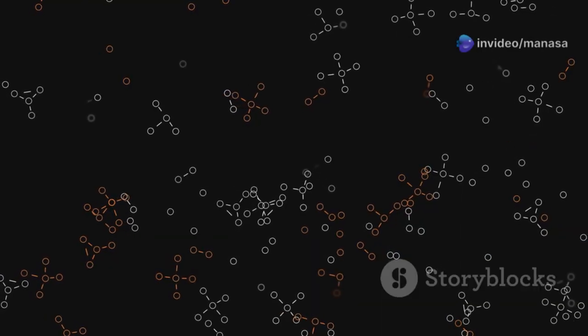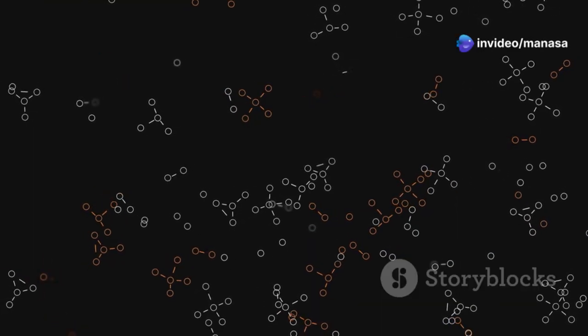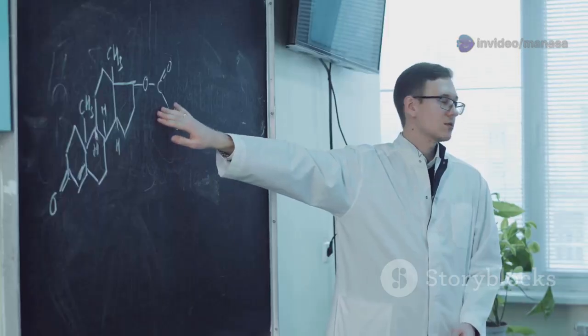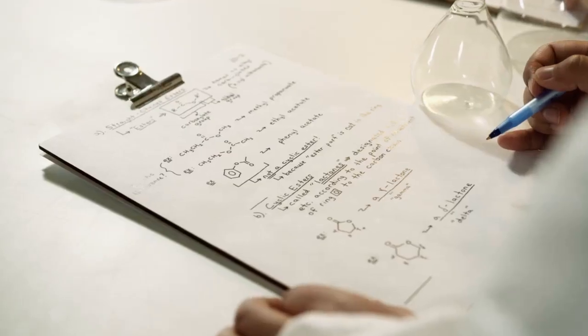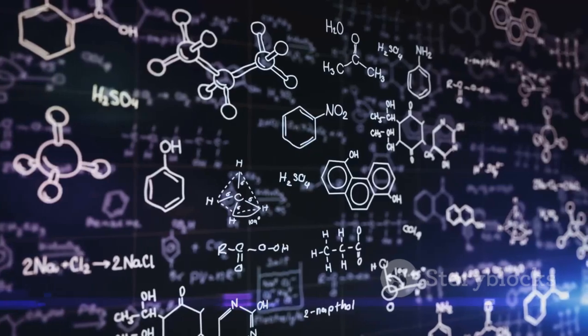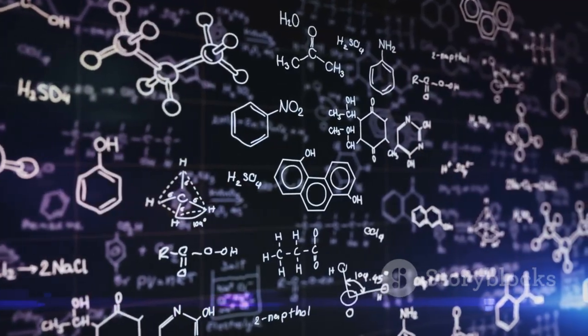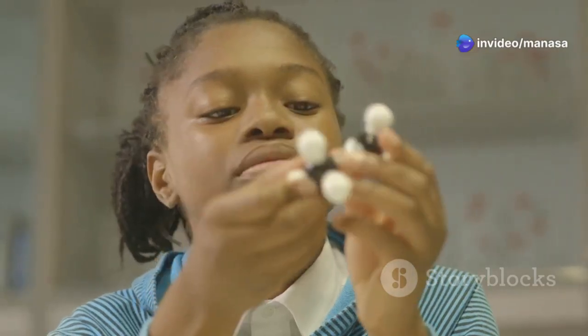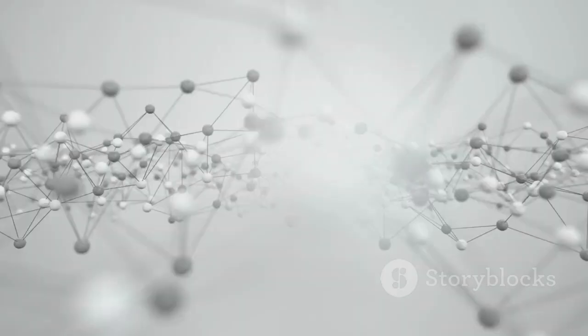Aldehydes have the -CHO group, for example, formaldehyde, HCHO, and acetaldehyde, CH3CHO. Ketones have the -CO- group, like propanone, CH3COCH3. Carboxylic acids contain the -COOH group, such as formic acid, HCOOH, and acetic acid, CH3COOH. Esters have the -COO- group, for example, methyl ethanoate, CH3COOCH3.